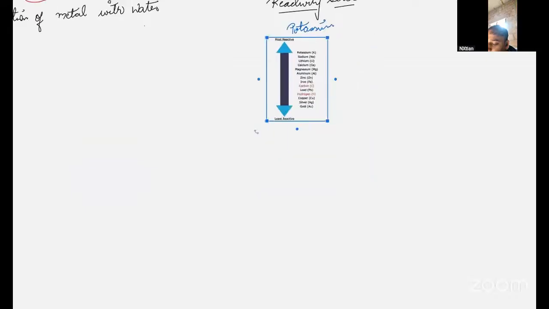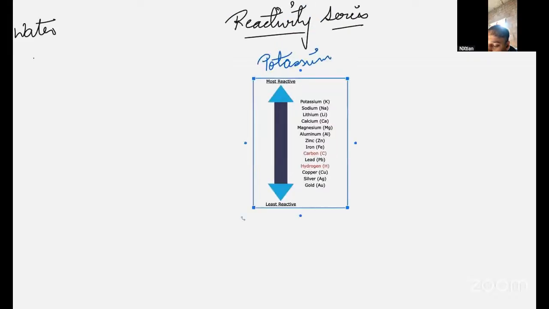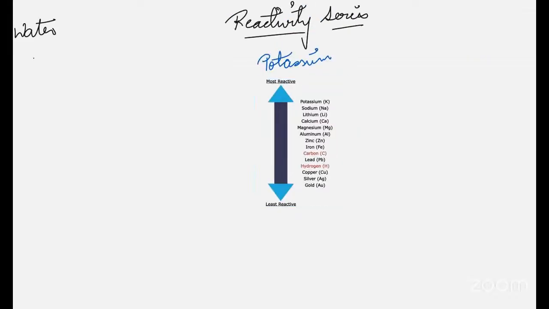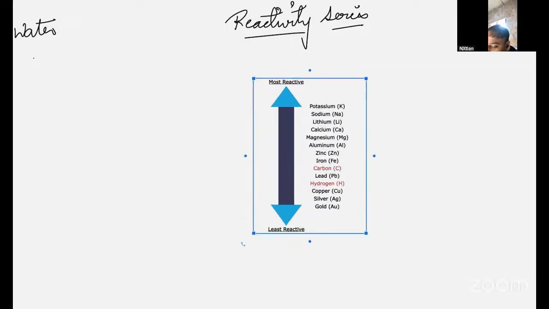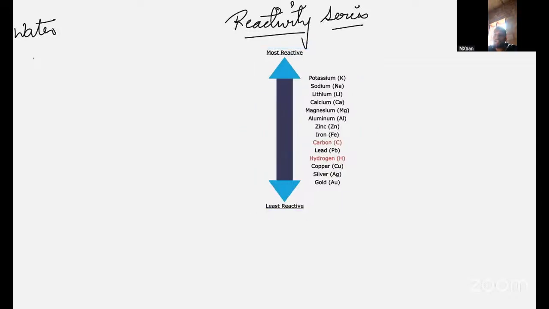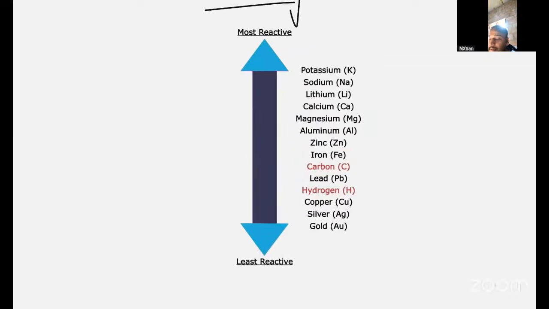This is called the reactivity series. Can you see this? Yes, sir. This is the reactivity series. In this reactivity series, you can see potassium, sodium, lithium, calcium, magnesium, aluminium, zinc, iron, carbon, lead, hydrogen, copper, silver, gold. Now this is called the reactivity series. Everyone, please pay attention. You have to write it down, but first listen to me.